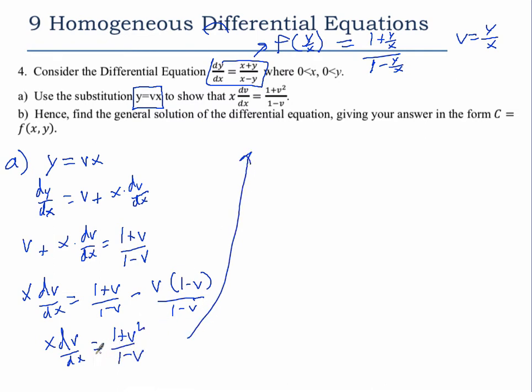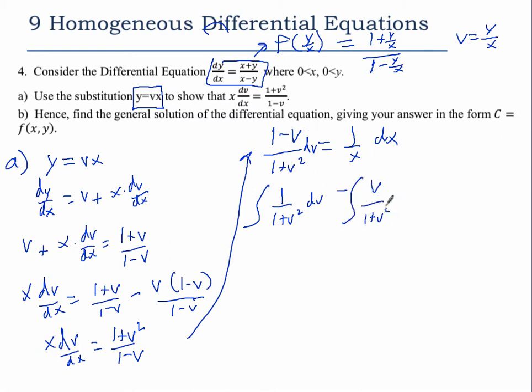So now we separate them, we bring the v's to the other side by multiplying by the reciprocal, so it's (1 minus v) over (1 plus v squared) dv equals 1 over x dx. So now we can integrate. We integrate the left-hand side, then we want to separate it into two integrals, because we can do that one, and we can do this one. And the right-hand side is easy to do as well.